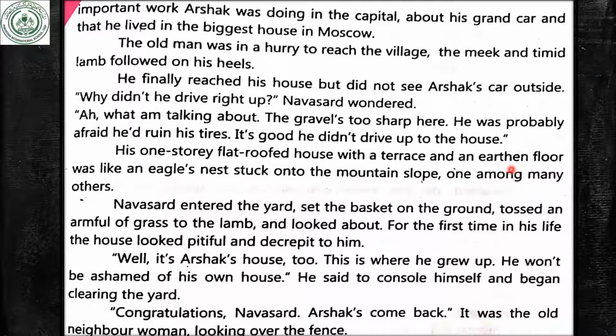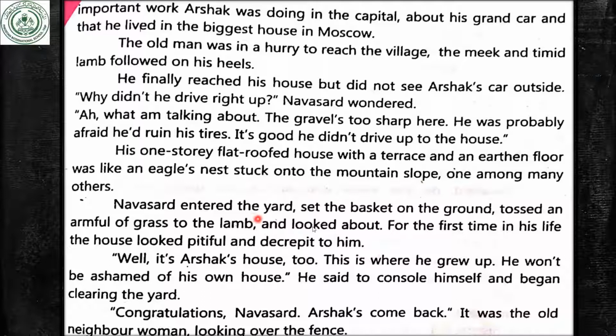Now, dear students, these paragraphs are telling that when he reached home, he didn't see Ashik's car, and he was wondering why Ashik didn't bring the car inside. He thought, maybe it would be difficult for the car's tires. Then he said, okay, it's good that he didn't drive up to the house. And he was thinking about his house, which was just an earthen floor with nothing over there.